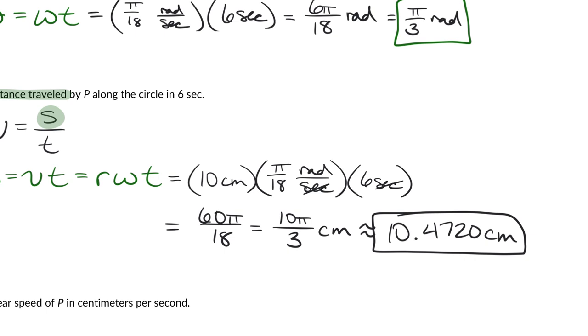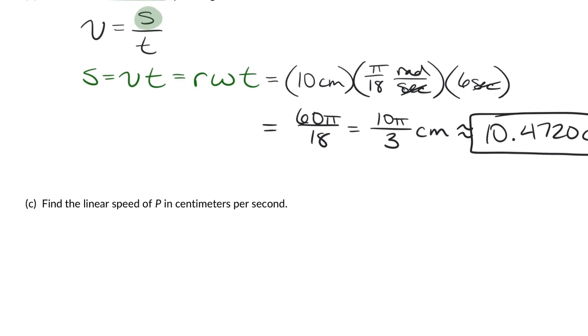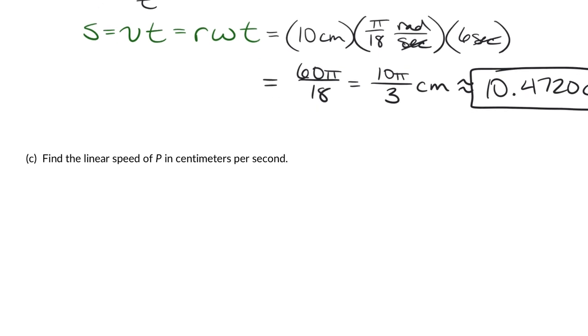Part C asks us to find the linear speed of P in centimeters per second. Now we technically already started this because you guys knew that there was a substitution for linear speed. Linear speed is v, and based on the things that we know, v is going to be equal to r times omega, or s over t, because we now have the arc length and we have the time. But let's use r times omega here.